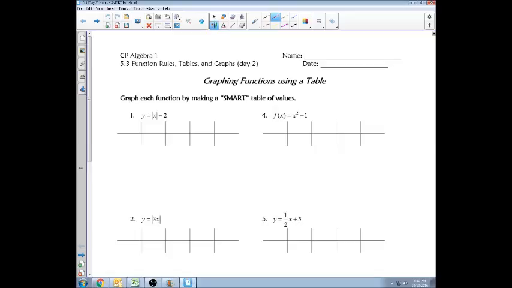Today we're going to be looking at, day 2, I'm sorry. Today we're going to be looking at graphing functions using a table. We need to graph each function by making a smart table of values. I'll explain what that means here in 1 second. What we really want to look at is the difference between absolute value graphs, quadratic graphs, and linear graphs. That's it, actually, those three things.